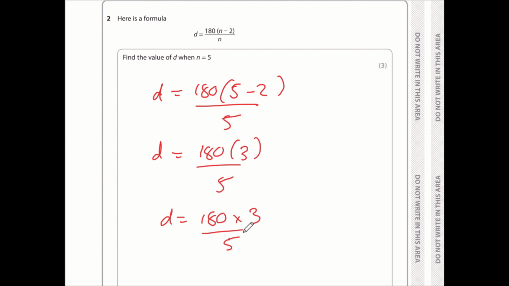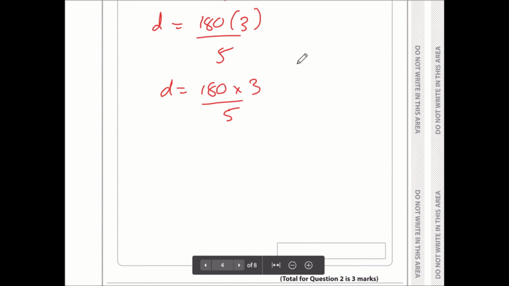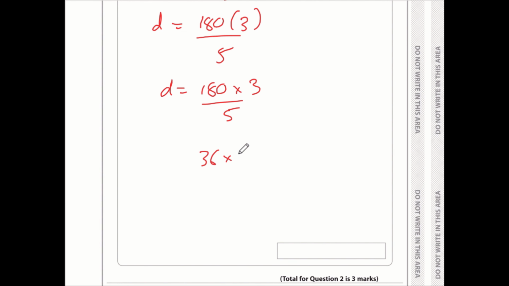Now this might look a little bit weird, but what that means is d is 180 multiplied by 3 divided by 5. Now what we could do, we could multiply 180 by 3 and then divide by 5, but we can actually divide 180 by 5 to reduce this number, and then the multiplication will be easier. 180 divided by 10 is 18, so if I double that, that would be the same as dividing it by 5, and 18 doubled is 36, so that is 36 times by 3.